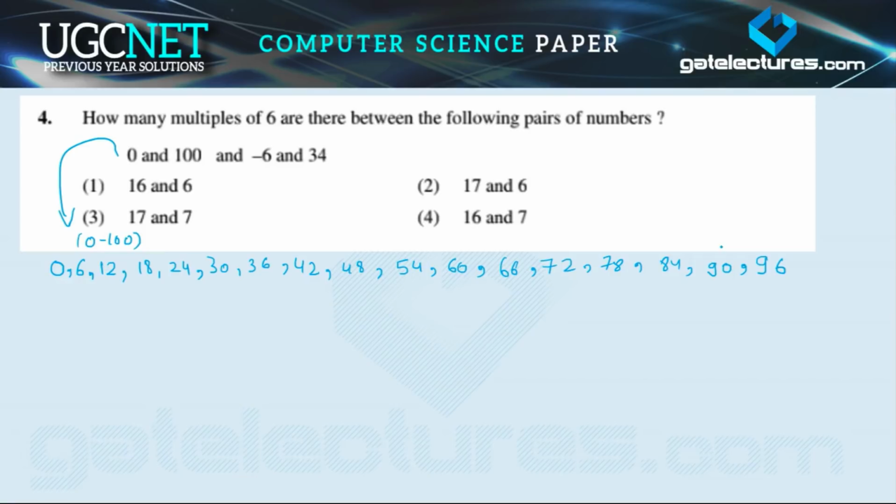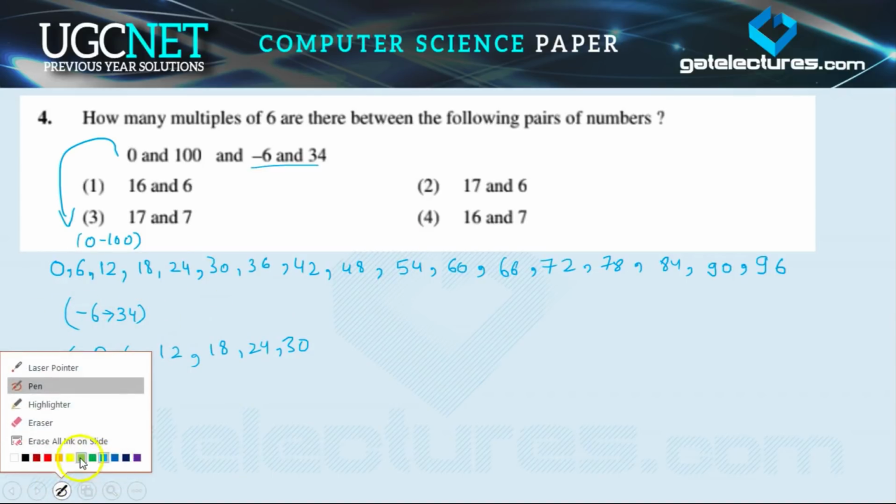Now let's do this also in the range of minus 6 to 34, right? So minus 6 is the one which is a multiple of 6. Now the next one is 0, next 6, then 12, then 18, then 24, then 30, and stop, because I want the numbers which are multiples of 6 and in the range of minus 6 to 34. Now count the numbers. How many numbers are there?